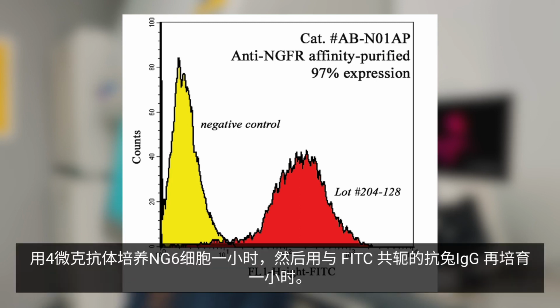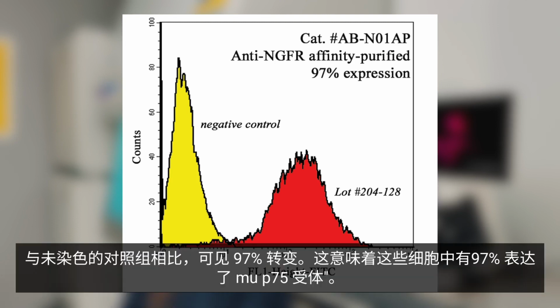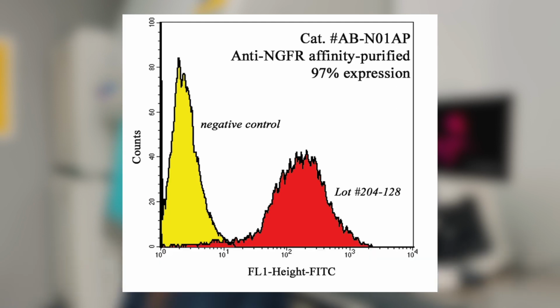NG6 cells were incubated for 1 hour with 4 microgram of antibody and then another hour with an anti-rabbit IgG conjugated to FITC. A 97% shift is seen relative to the unstained control. This means that 97% of these cells express the mu-p75 receptor.